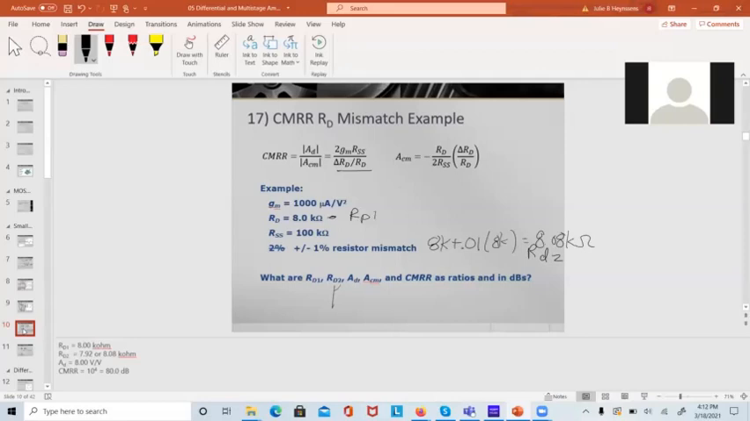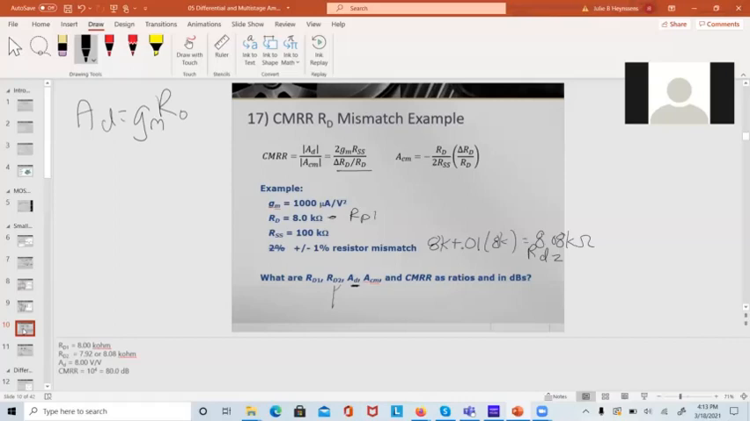If I wanted to find the differential gain, AD, that would be GM big RO. What do we use for our RO? Oh, it's going to be a little less than 8K. What did I use in the calculations? RD1, RD2. What? Like 7.5K or something like that?